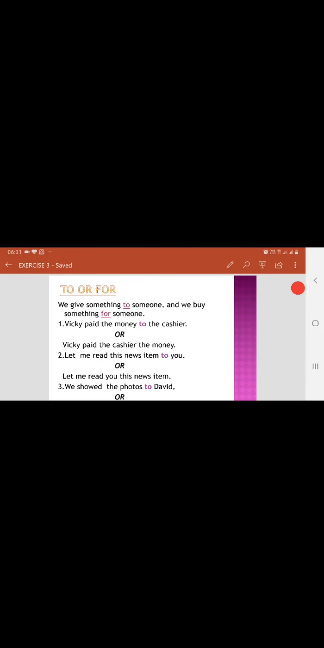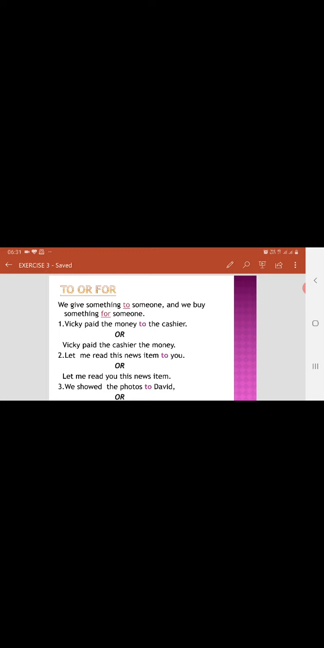Now we will see how to use to or for. We give something to someone. If we are giving something, then we will use to. If we are buying something, we buy for, we give to. Give to, buy for. We give something to someone. We buy something for someone.